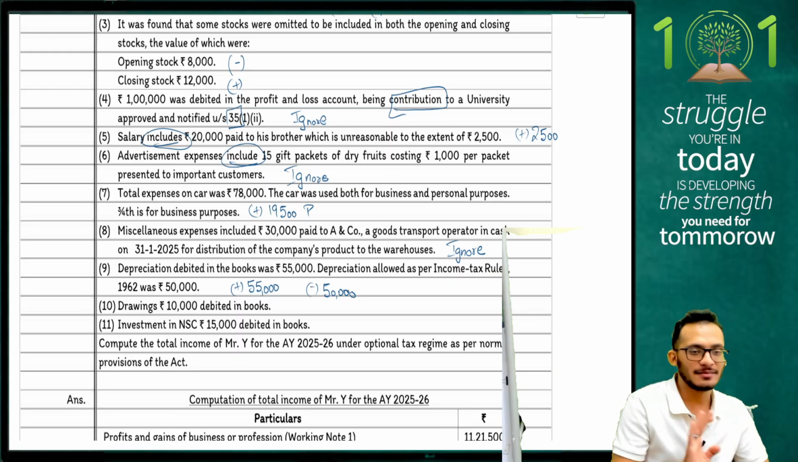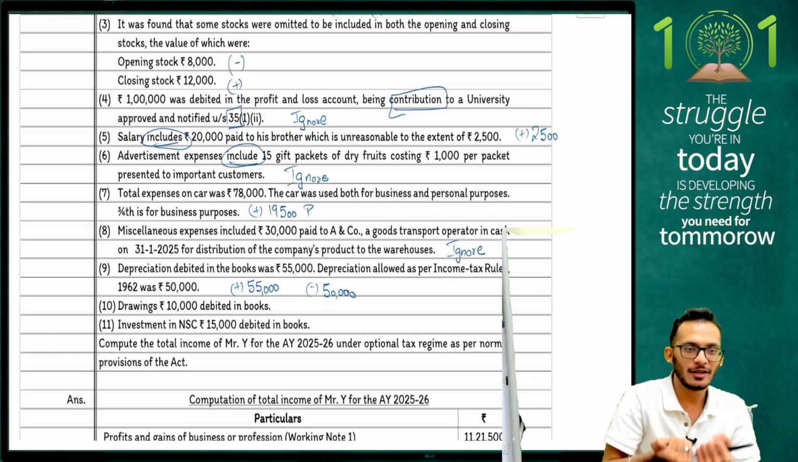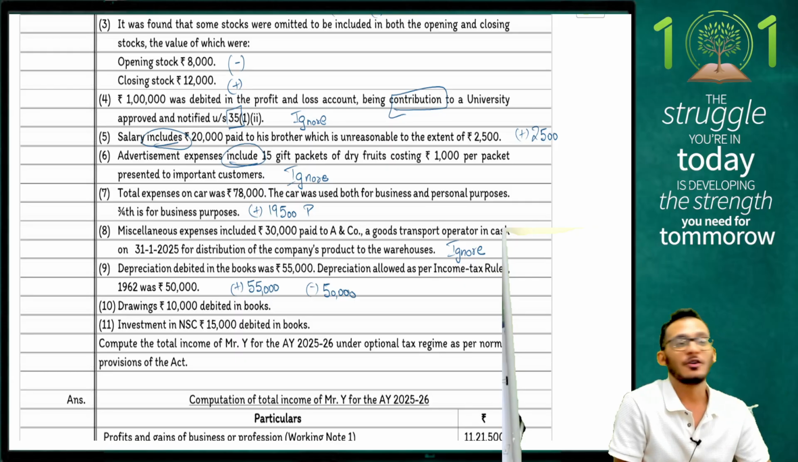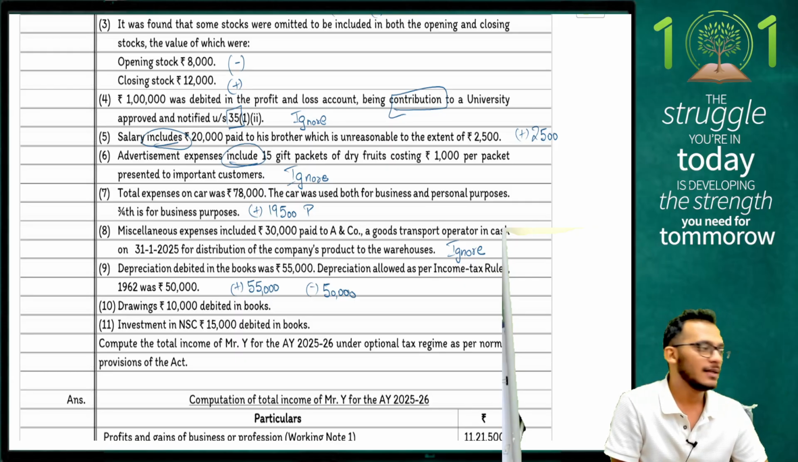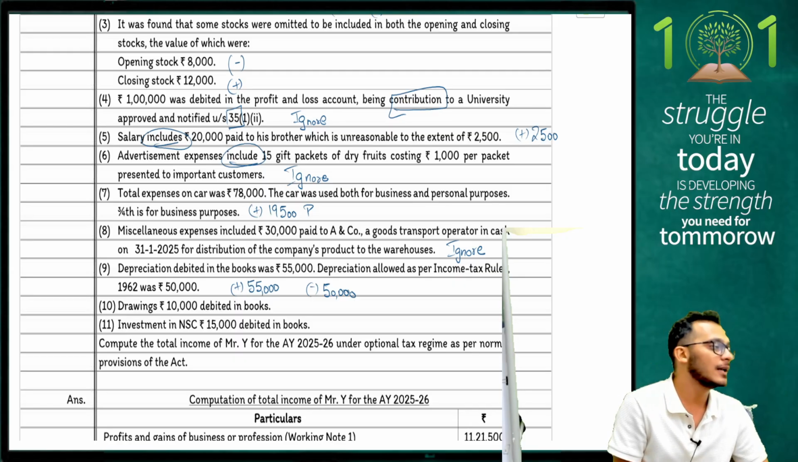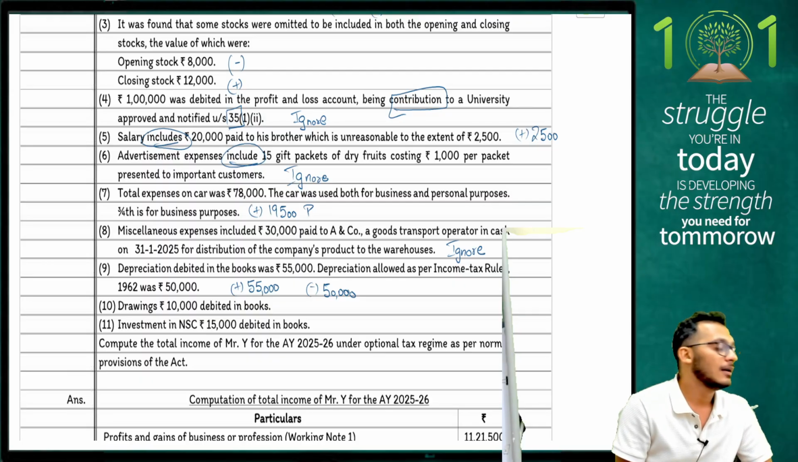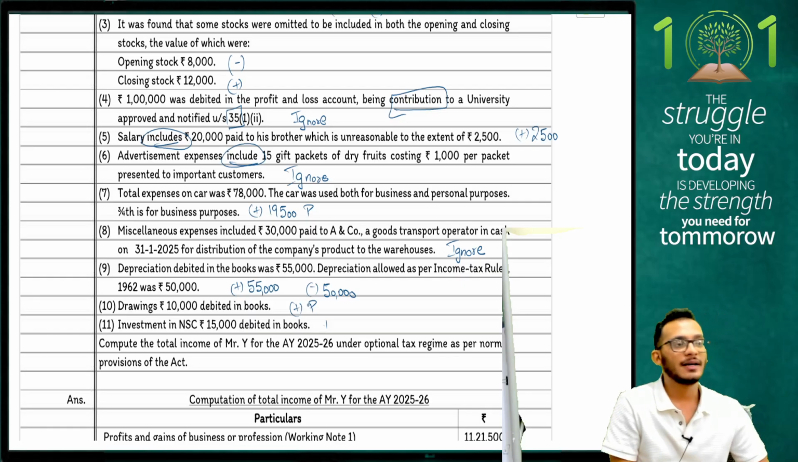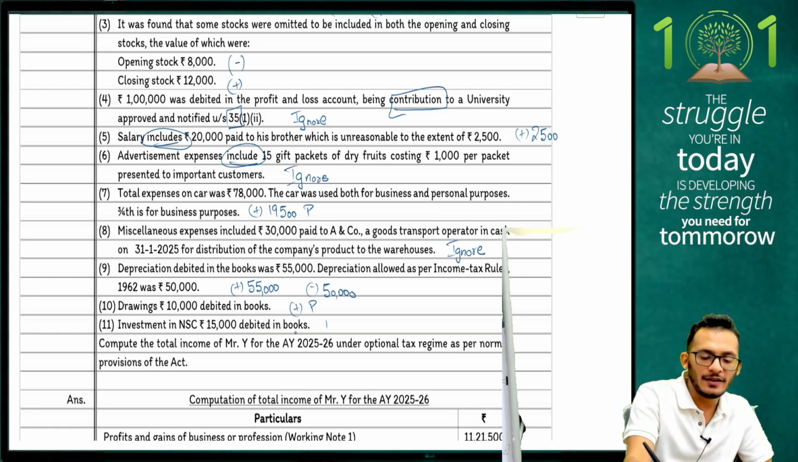See, which is why I'm asking this question. When you say drawings, can you debit drawings in books? Drawings meaning it's a personal withdrawal. People, personal withdrawal should be taken from my capital account. I cannot put it in my P&L. Which means showing it in P&L is wrong accounting. Therefore, reverse the accounting. I debited in P&L, therefore I will add it back in my PGBP. Correct? Next, I have investment in NSC 15,000 debited in books.